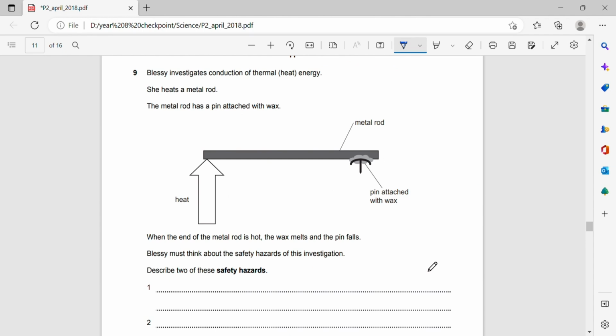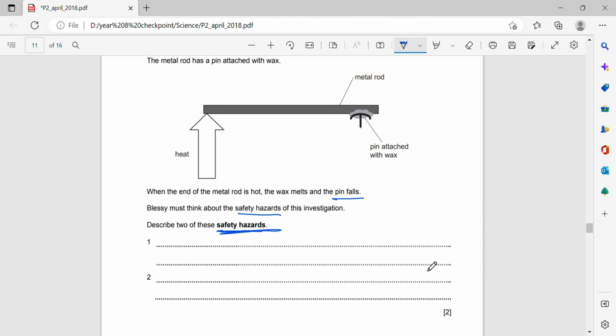Blessy investigates conduction of thermal heat energy. She heats a metal rod. The metal rod has a pin attached with wax. When the end of the metal rod is hot, the wax melts and the pin falls. Blessy must think about the safety hazards of this investigation. Describe 2 of these safety hazards. What might be the safety hazards here? She is at a risk of what? Heat, so risk of getting burnt. Number 2, here we have a pin with sharp edge, so there is a risk of getting skin wound.